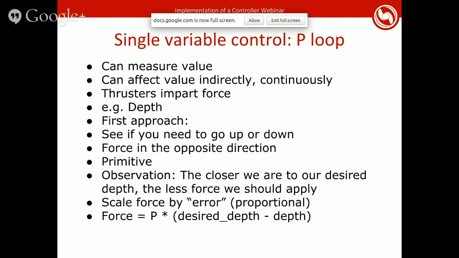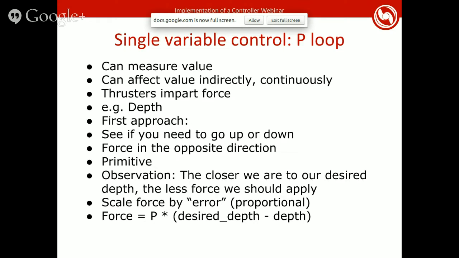Something better you can do is actually scale the error from your desired. Scale your output by that error. So if you're really far from your desired, you're going to want to output a lot of force because you have a lot of mileage to get there. So this is called proportional control, and it's done a lot for simple things. So what we do is we have a constant P, which is the gain on the controller. That's usually a scale factor.